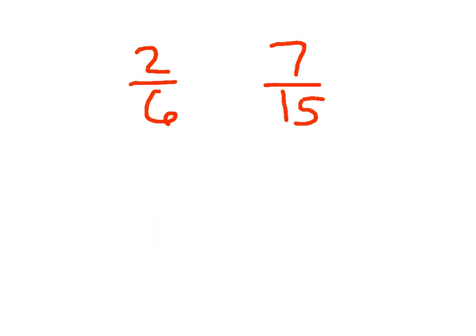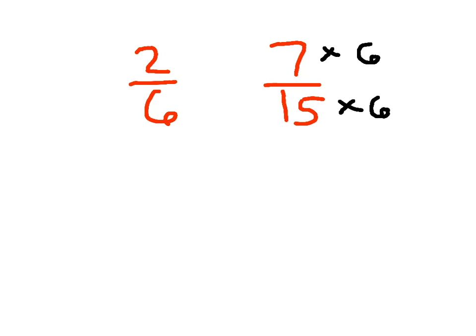Let me show you a simpler way, and then if you find this way works better for you, then fine. 2/6 and 7/15 to compare them. What we do is we look at the other denominator, and so we've got 15 here. We're looking at the other denominator of 6, and so what we do over here is we multiply by 6, not only in the numerator, but also in the denominator.